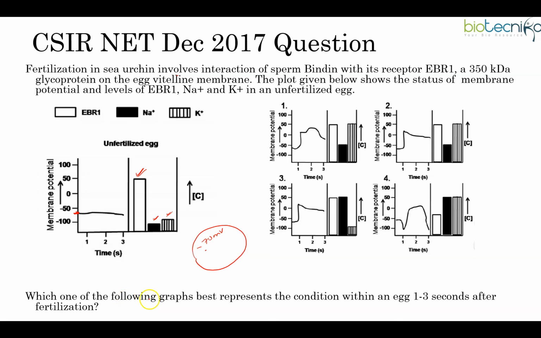The question is asking which one of the following graph best represents the condition within an egg 1 to 3 seconds after fertilization. Here two keywords are to be focused on. One is within the egg, which means they are asking inside the egg. Another keyword here is after fertilization. Also the timestamp plays a role, 1 to 3 seconds, which is where we know that the fast block to polyspermy takes place. Now, how to answer this question?